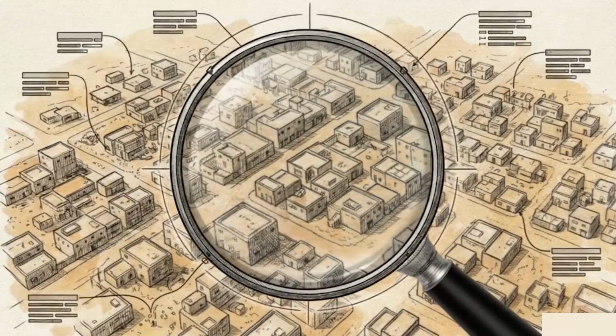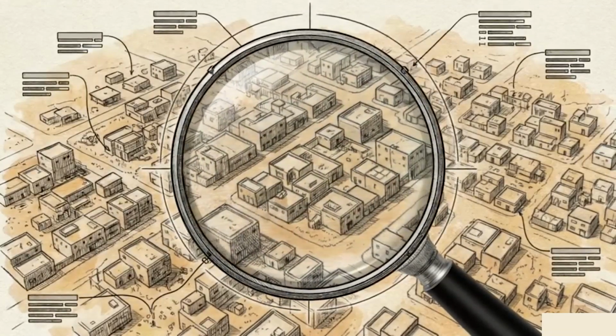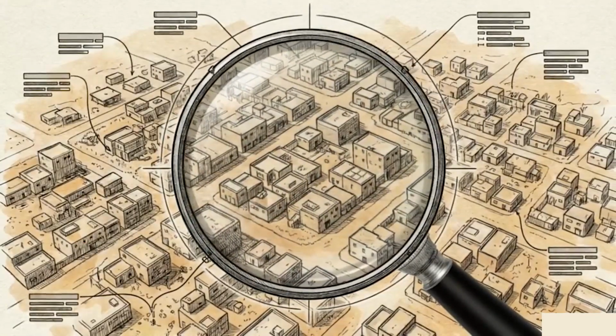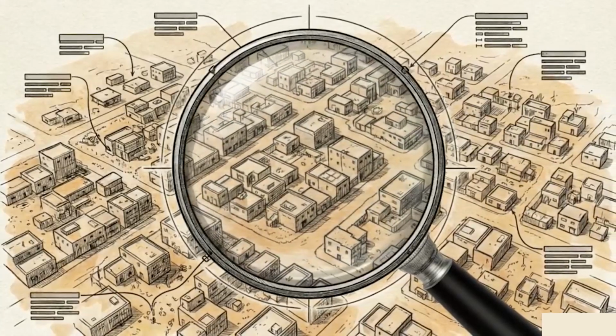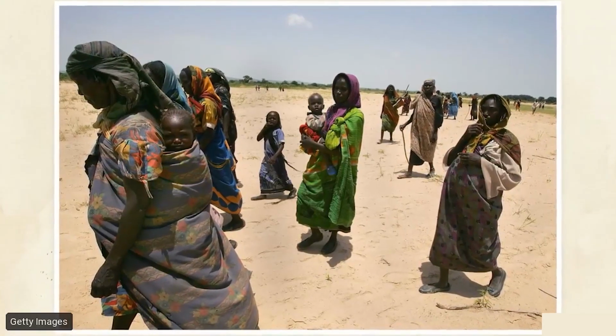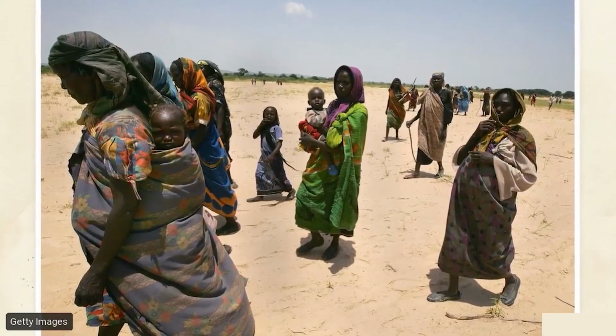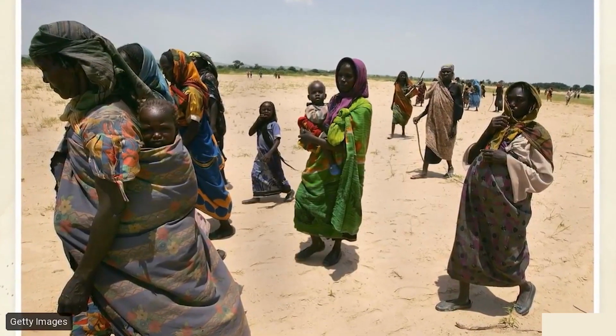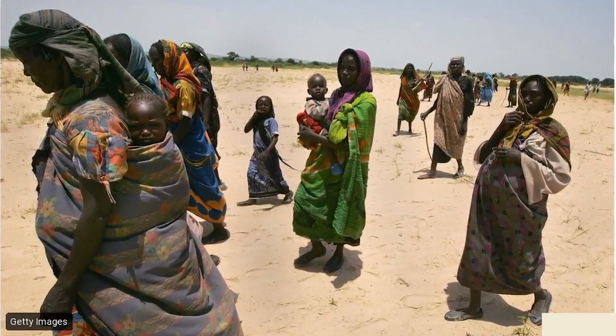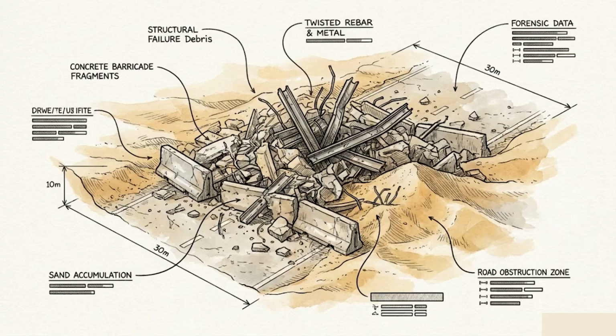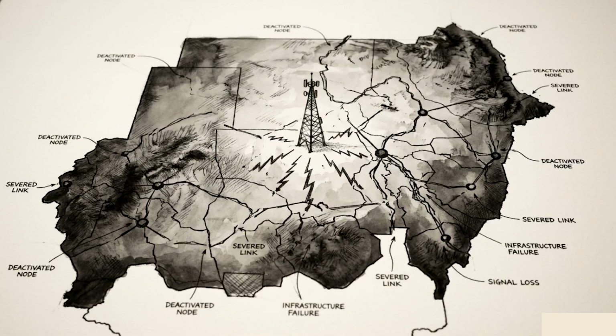In late October 2025, the paramilitary Rapid Support Forces laid siege to the city of El Fasher in Sudan. The ensuing takeover resulted in a severe humanitarian catastrophe and the displacement of tens of thousands of civilians. As the city fell, physical ground access for journalists and international investigators was completely severed. The communications infrastructure collapsed, plunging the entire region into an information blackout.